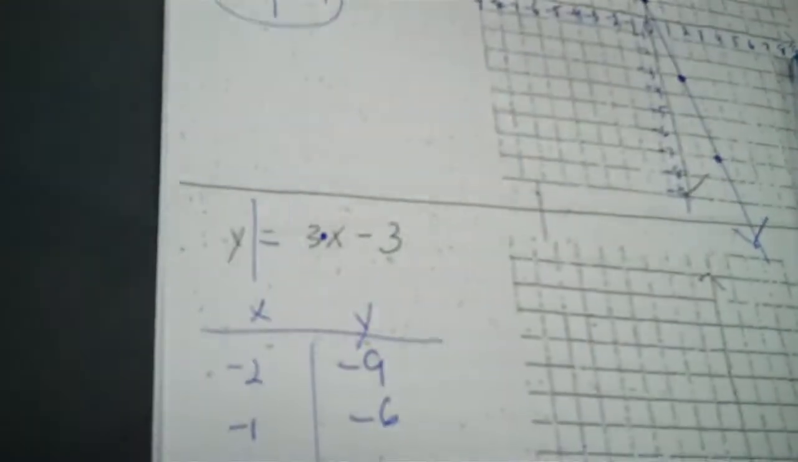Next, y is going to be equal to 3 times -1 minus 3. -6. Next, y is equal to 3 times 0 minus 3. -3. Next, put 1 in. y is equal to 3 times 1 minus 3. 0. Now, last, y is equal to 3 times 2 minus 3. It's going to be 3. Kind of see the pattern there?